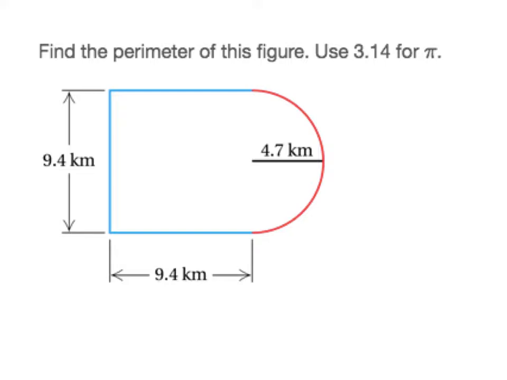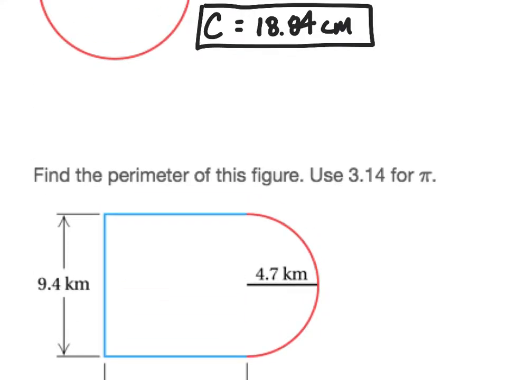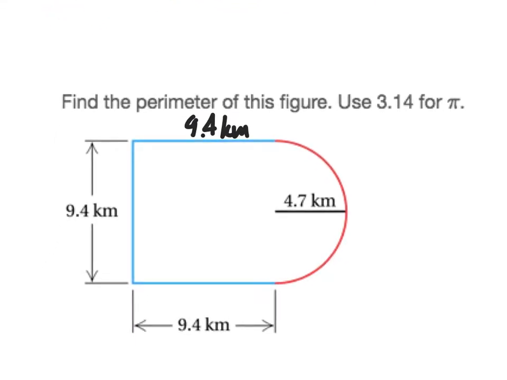So what I know about this, I know this is 9.4 kilometers. I know this is 9.4 kilometers. You can then automatically assume that this is also 9.4 kilometers, okay? Now, what I know about the other part is that I have this half circle here with a radius of 4.7 kilometers, okay?